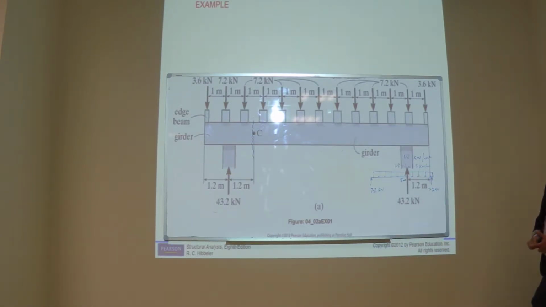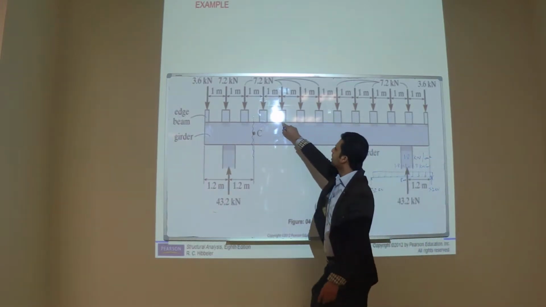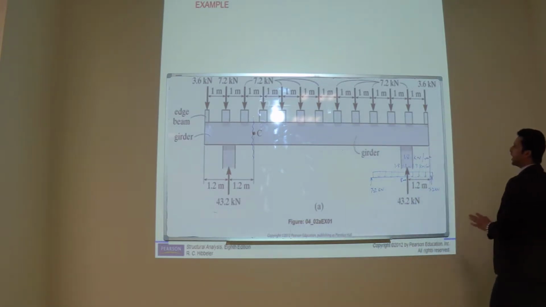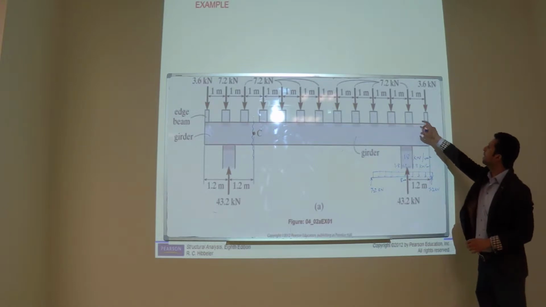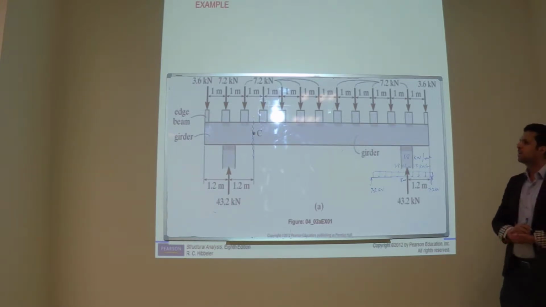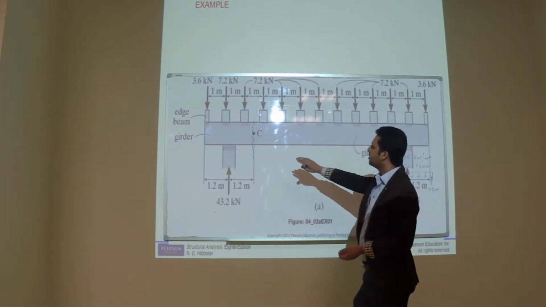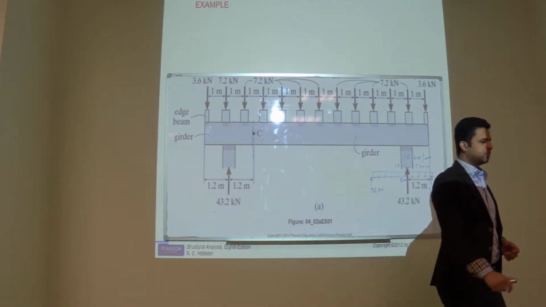But do you know how we got this 7.2? All these 7.2 are the reactions of the small beams, and this 3.6 is the reaction of the exterior beams. 7.2 for the interior and 3.6 for the exterior. Okay. Is it difficult to find out the total weight on the beam? So, is it difficult to find out the shear force and moment at this point? No. Okay, let's do it.